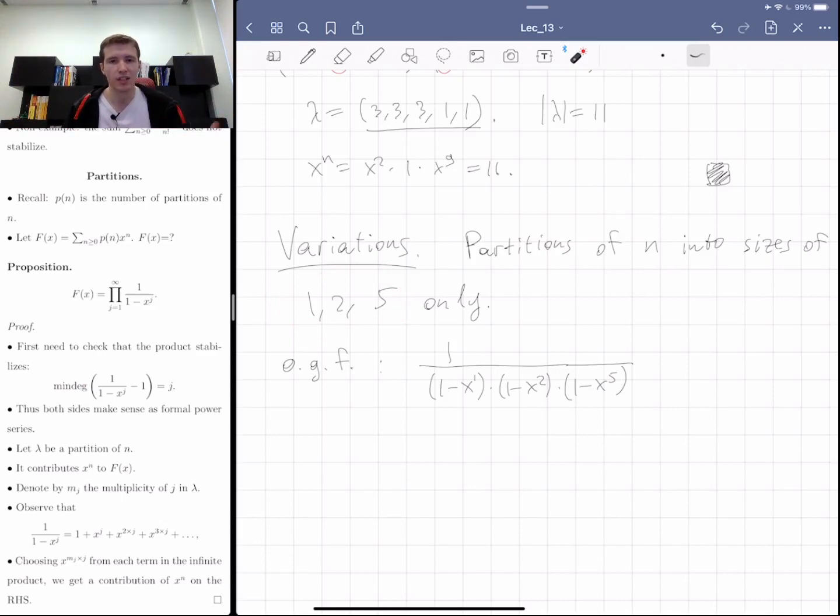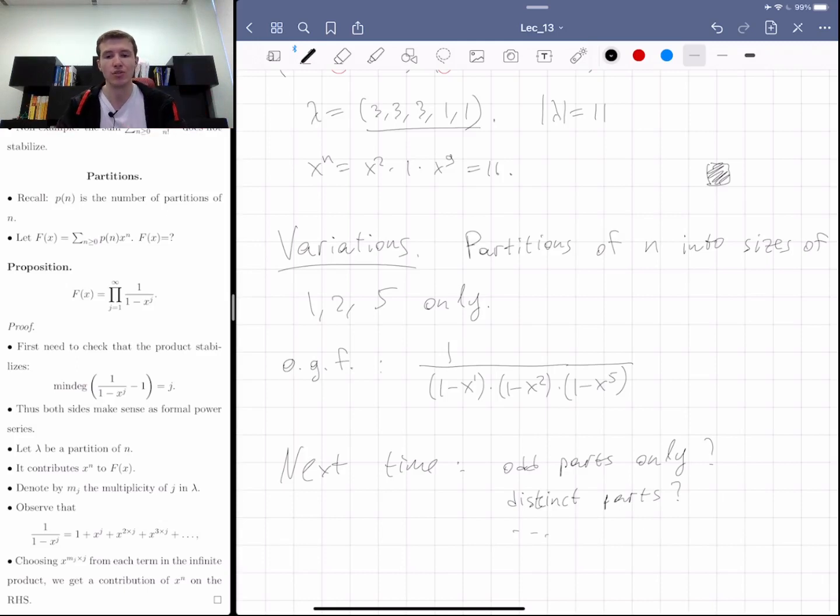I guess it's better to do it next time. Next time I'm going to discuss what if you have odd parts only, or what if you have distinct parts only, or whatever else. All these variations can be naturally dealt with using generating functions.